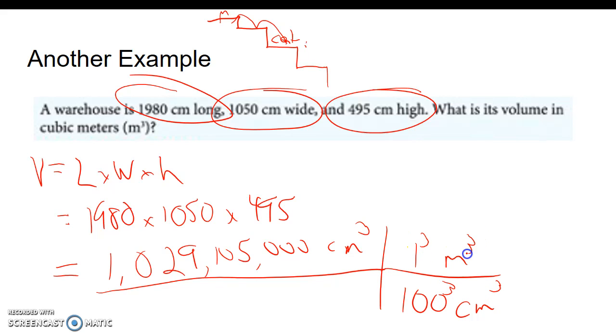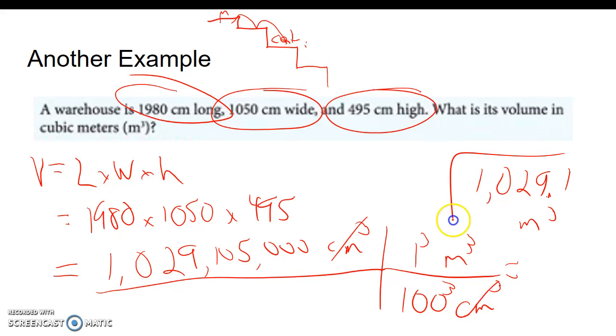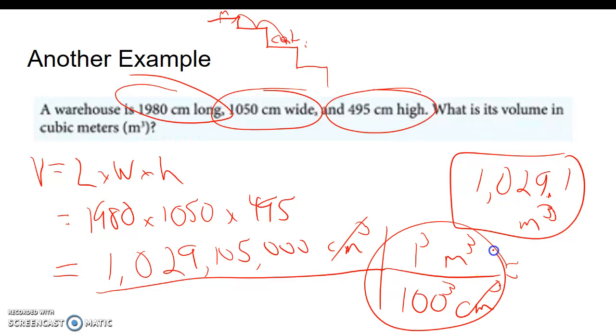Centimeters cubed cancel, and so I'm taking that number, this 1 billion number, and I'm dividing it by 100 cubed. And what I get is 1029.1 meters cubed. Again, we're not rounding the sig figs yet, but that's how you get the answer. So again, if you cube one part of the conversion factor, you cube everything.